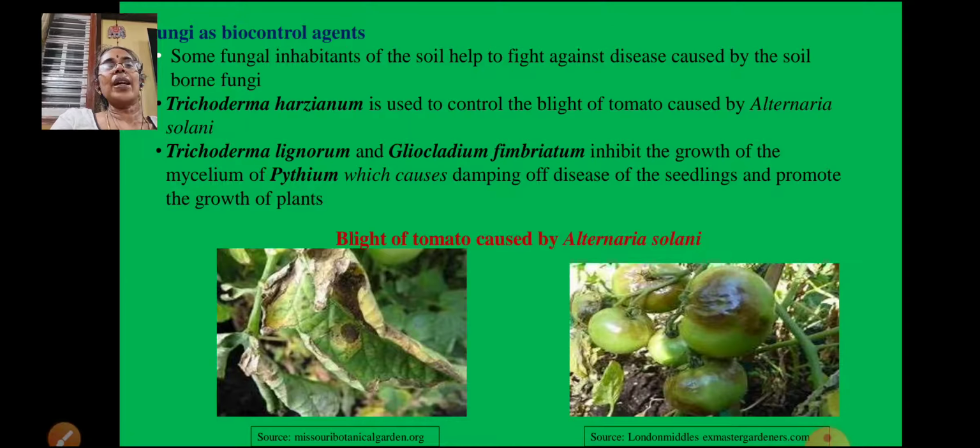Fungi also acts as biocontrol agents. Some fungal inhabitants of the soil help to fight against the disease caused by the soil-borne fungi. Trichoderma harzianum is used to control the blight of tomato caused by Alternaria solani. You can see the symptoms of the disease in tomato leaf as well as in the tomato plant, which is caused by Alternaria solani, which can be controlled by another fungus which is called Trichoderma harzianum.